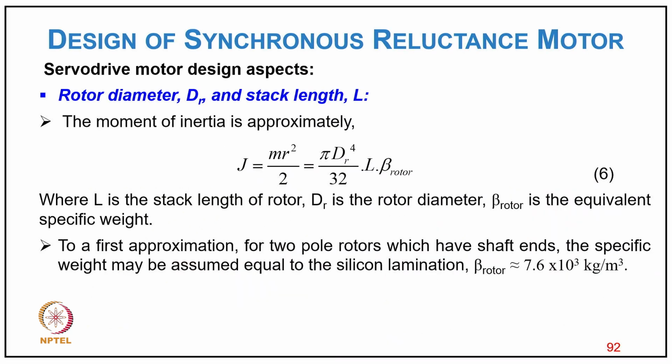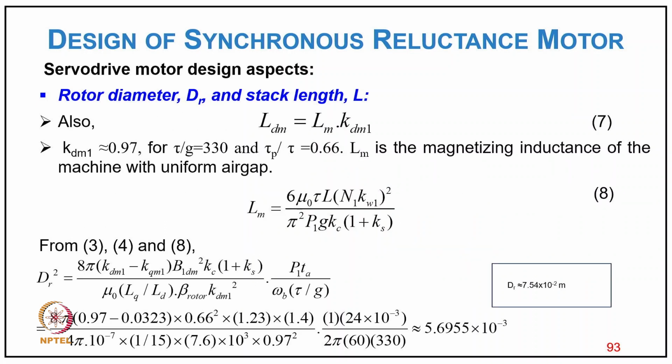So now the moment of inertia is approximately J equal to mr square by 2, that is pi dr to the power 4 by 32 into L into rho rotor, where L is the stack length of rotor, dr is the rotor diameter, and rho rotor is the equivalent specific weight. So to first approximation, for the two pole rotor which has shaft ends, the specific weight may be assumed equal to the silicon lamination, rho rotor equal to 7.6 into 10 power 3 kg per meter cube.